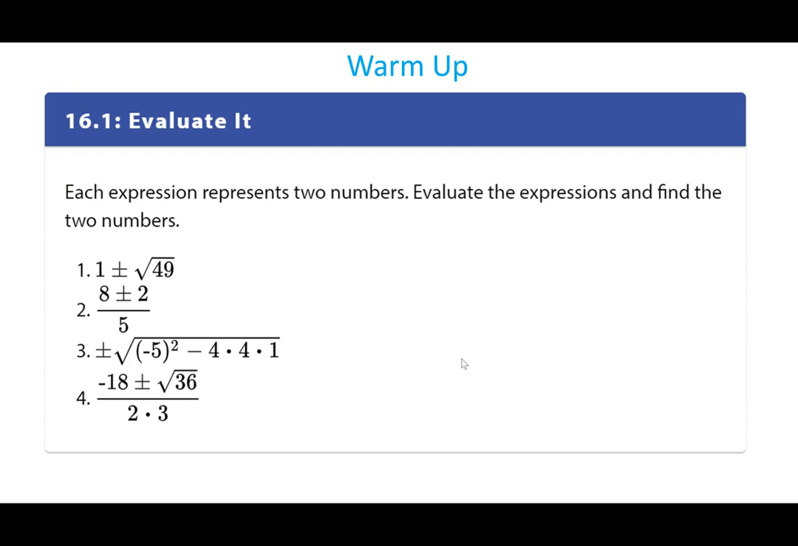First, we're going to take a look at this warm-up. Each expression here represents two numbers. So that means that our plus or minus right here means that there's two options. This is going to mean both 1 plus the square root of 49, and then another option also, which is 1 minus the square root of 49. Take a moment to evaluate each of these expressions.